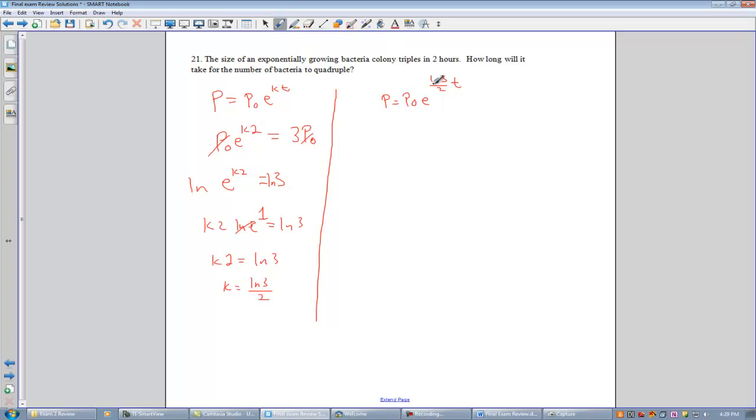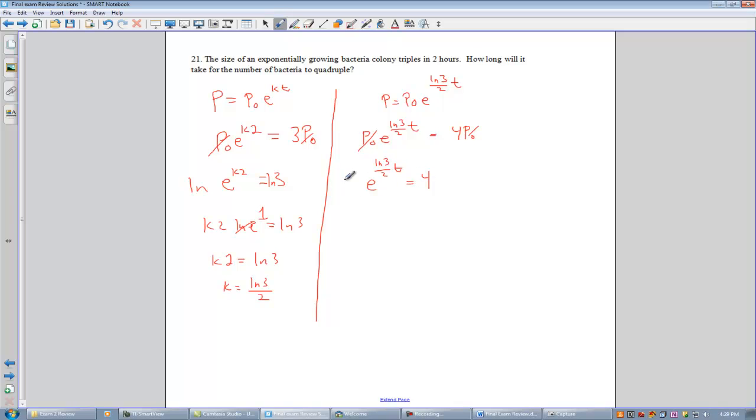And now you want to figure out how long it takes for the number of bacteria to quadruple. So the idea here is you write down the formula, and you pretend now that t is the time it takes to quadruple. And so to quadruple means you have not 1 P naught, but 4 P naughts. Again, the P naughts will cancel if you divide both sides out, and you get e to the ln of 3 over 2, t, equal to 4.